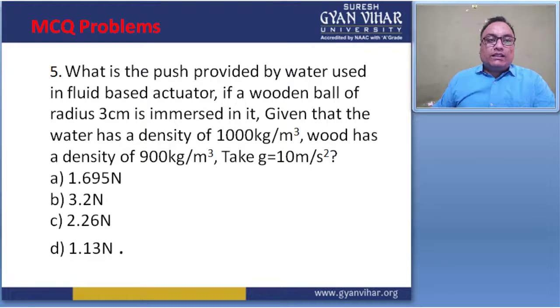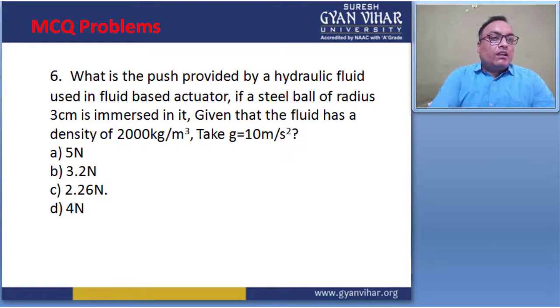Next is, what is the push provided by a hydraulic fluid used in fluid based actuators, if a steel ball of radius 3 cm is immersed in it, given that the fluid has a density of 2000 kg per meter cube, take G equal to 10 meter per second square? And push means the force provided by the actuators. So force equal to pressure into area. So the correct answer is 2.26 Newton. Then C is the correct answer for this question.